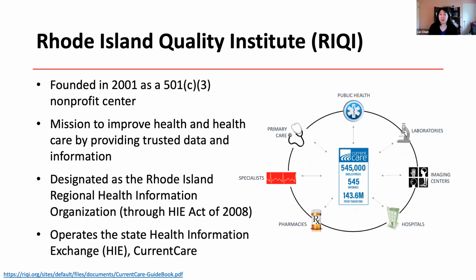And so within Rhode Island, the Rhode Island Quality Institute operates our state's health information exchange, which is called Current Care. This visual tries to show in a different way what I showed on the previous slide. We bring together data, particularly electronic health record data, as well as other data from very many different data sources. So you can imagine all these data sources.